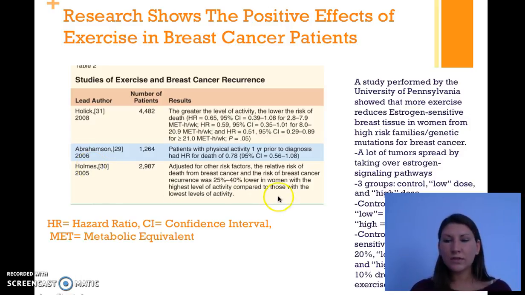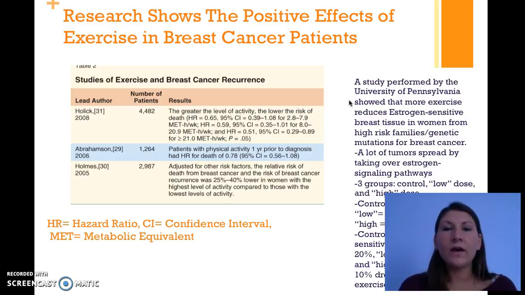Then there's also, to the right here, a very interesting study done by the University of Pennsylvania that shows that more exercise reduces estrogen-sensitive breast tissue in women that come from high-risk families for breast cancer or have genetic mutations that increase their risk for breast cancer. So a lot of tumors spread by taking over estrogen signaling pathways.